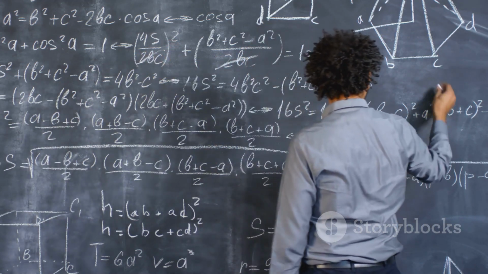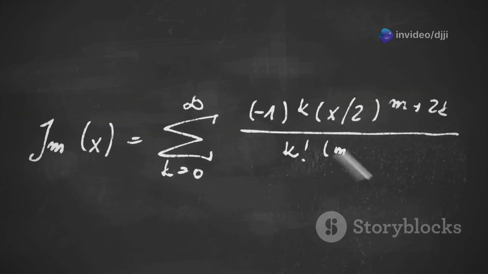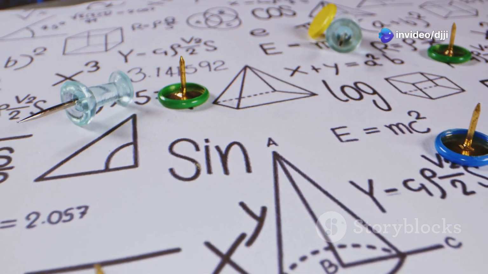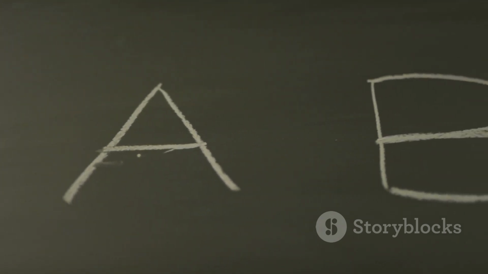Examples of identities include the following. For sine, sine of a plus b equals sine a times cosine b plus cosine a times sine b, and sine of a minus b equals sine a times cosine b minus cosine a times sine b. Notice sine of a plus b is not the same as sine a plus sine b.